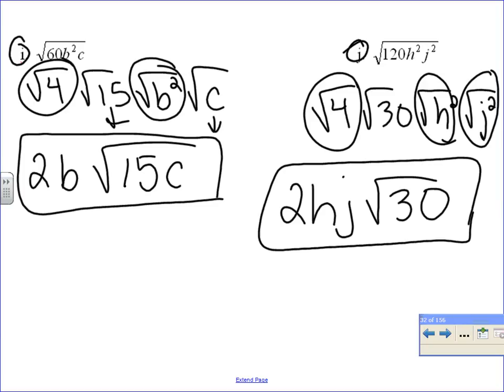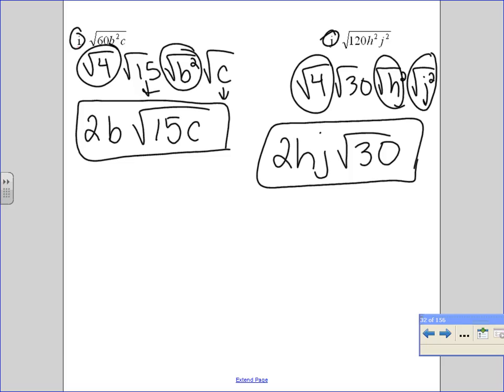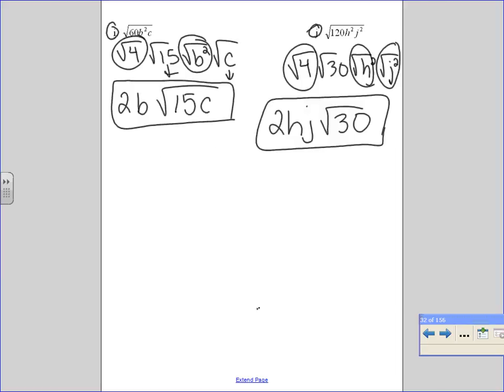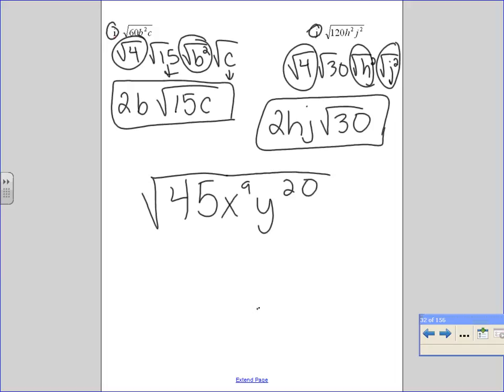I'm going to give you guys one more. Questions on that one? Okay, let's do this one together. Square root of 45 x to the 9th, y to the 20th. And put a -2 in front. Last problem. I really don't have much time, but -2, and then square root of 45 x to the 9th, y to the 20th.